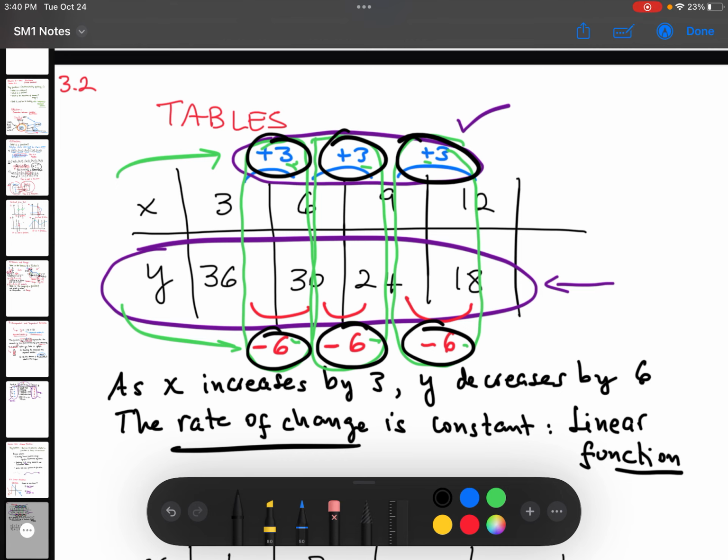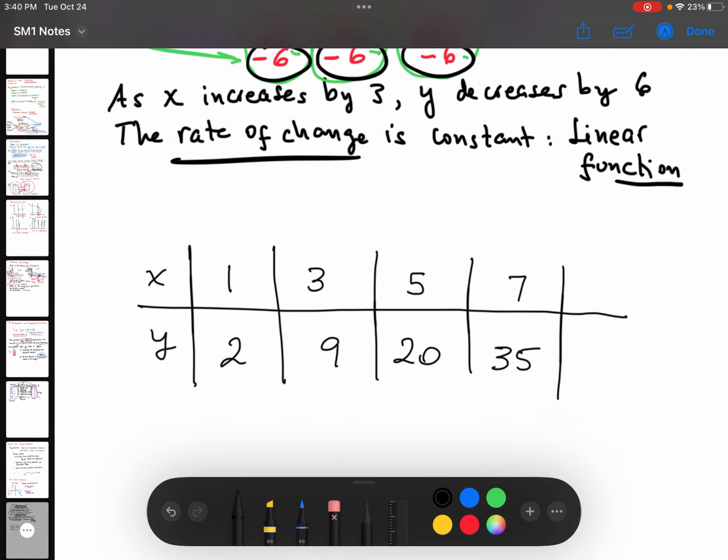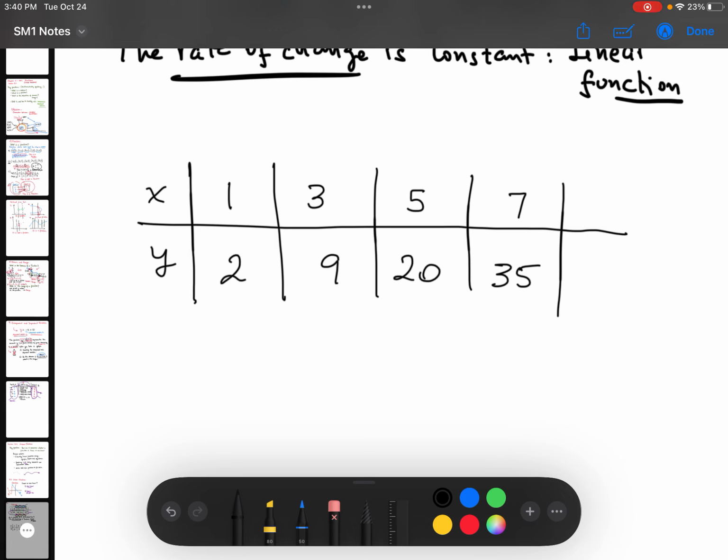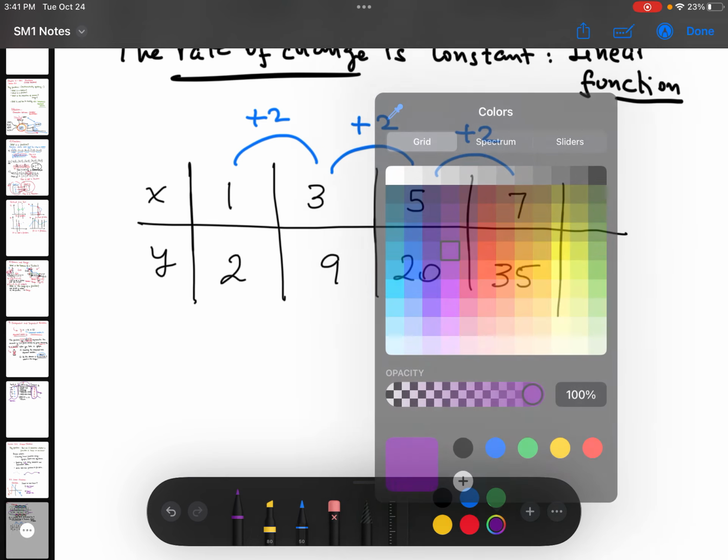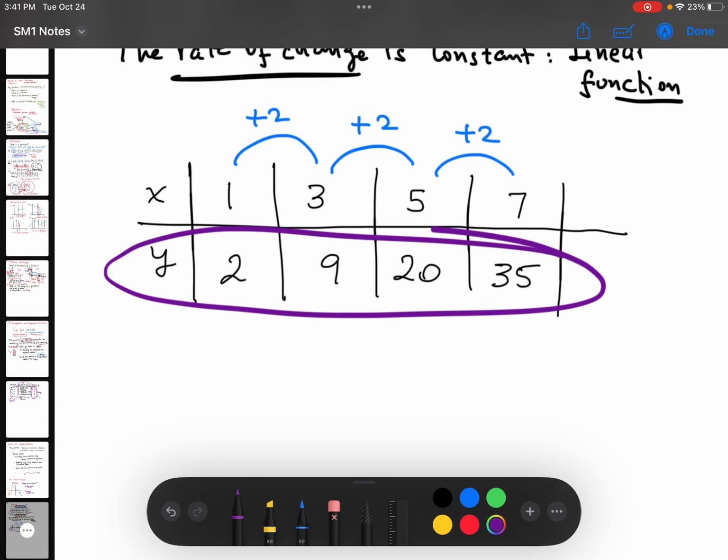Okay? Now let's take a look at another example. Again, let's begin with the inputs. What happens here? Plus 2. 3 to 5 is, again, plus 2. 5 to 7 is plus 2. Good? Now let's focus on the output. This is the key here. Okay? Let's see what happens.